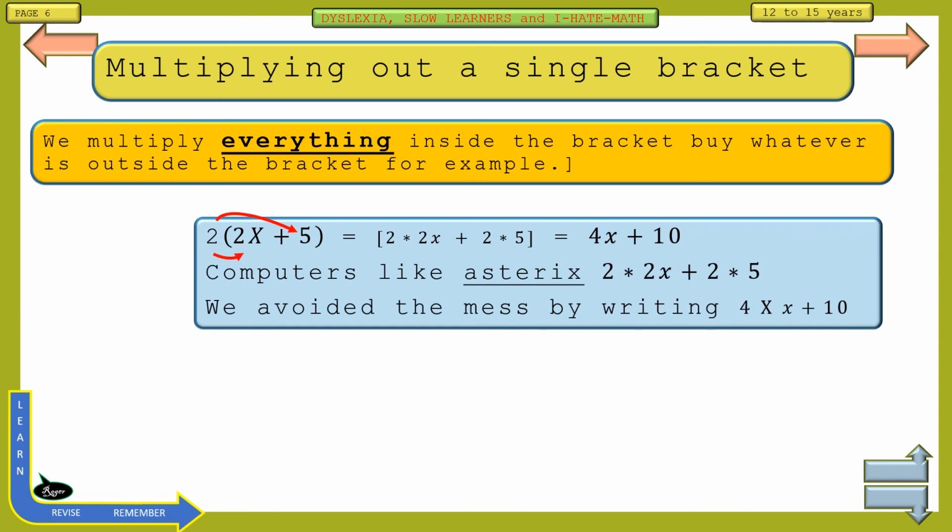Computers don't like to use x as a times sign because it's confused with the x, the letter. They like the asterisk. So I have rewritten this as 2 asterisk 2x plus 2 asterisk 5. This way we avoid the mess by writing 2xx plus 10.